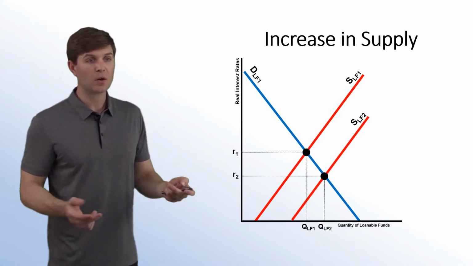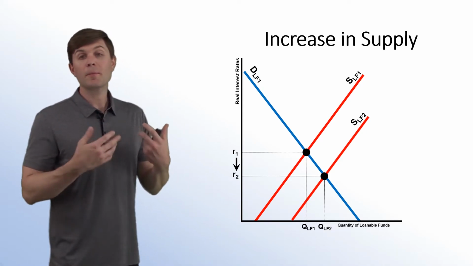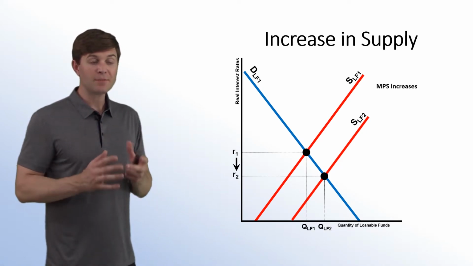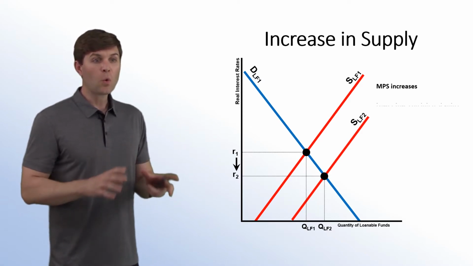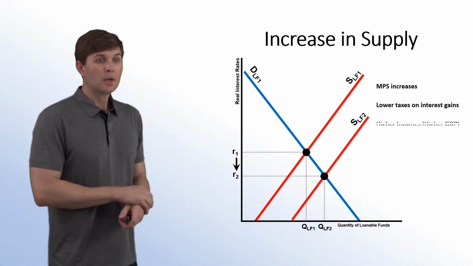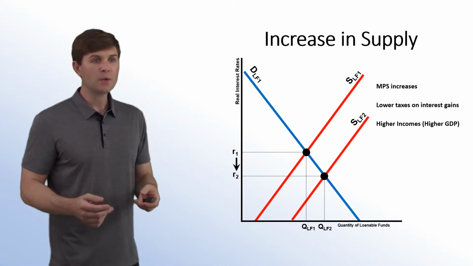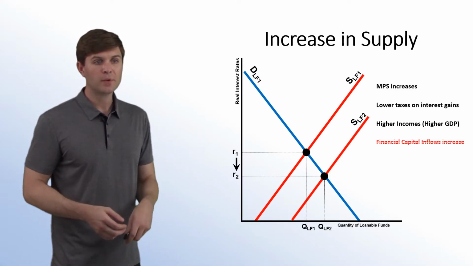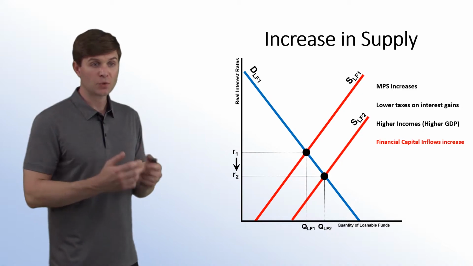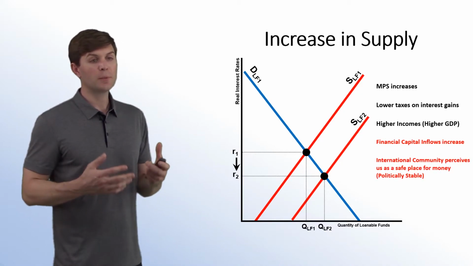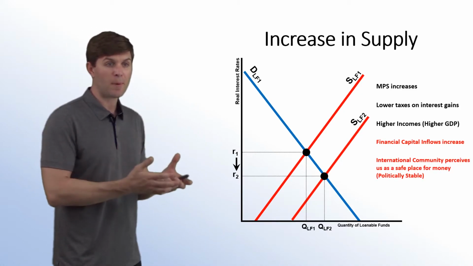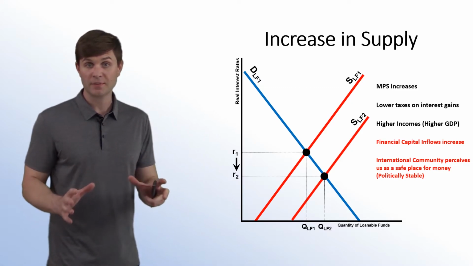Now, what are some things that can cause this? All right, so the marginal propensity to save increases. There are lower taxes on interest gains. Higher incomes or higher GDP will increase the supply of loanable funds. Financial capital inflows increasing, when the international community perceives us as a safe place for money, that we are politically stable.